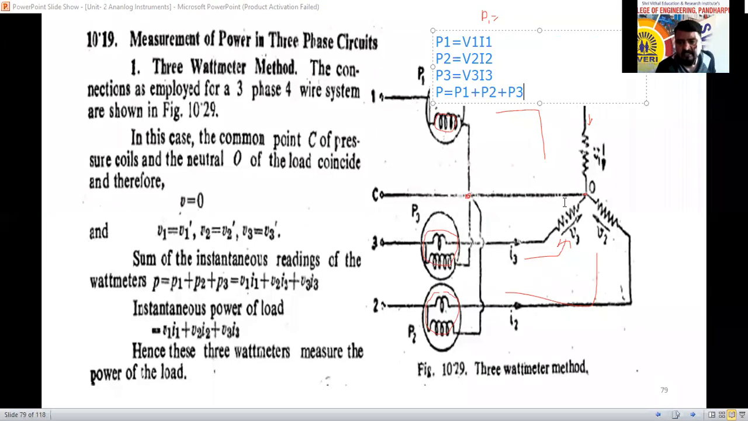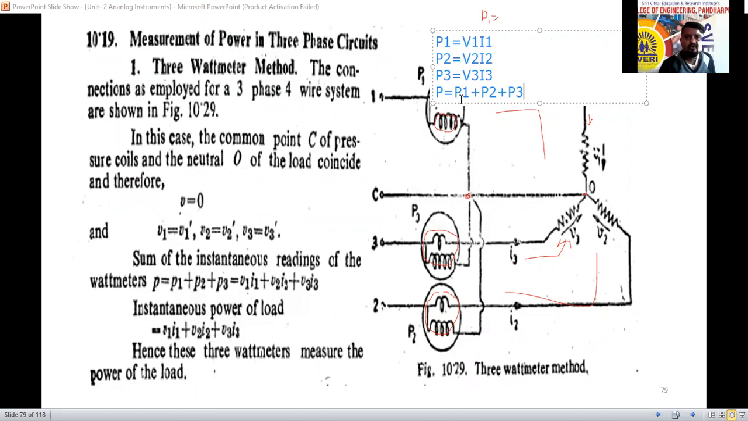So at this point C we are considering the reference, the coincidence point. Also you can consider the voltage drop across that point C will be 0. For that reason, the voltage drop across the first phase is called V1, V2, V3, where V1 equals V1 dash, V2 equals V2 dash, like that. The voltage we have considered here now.